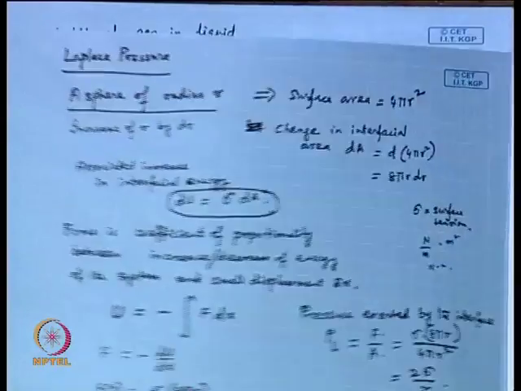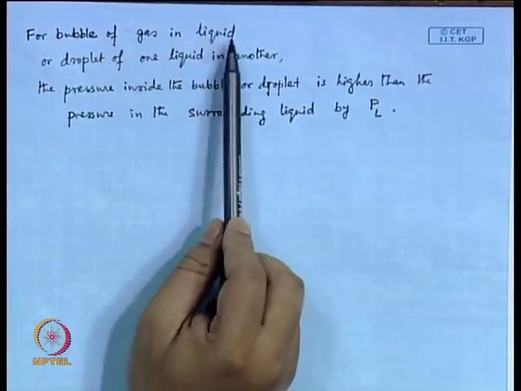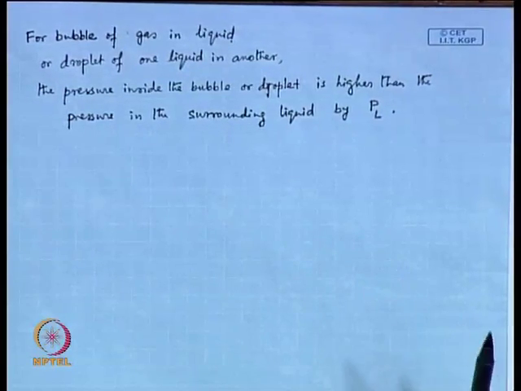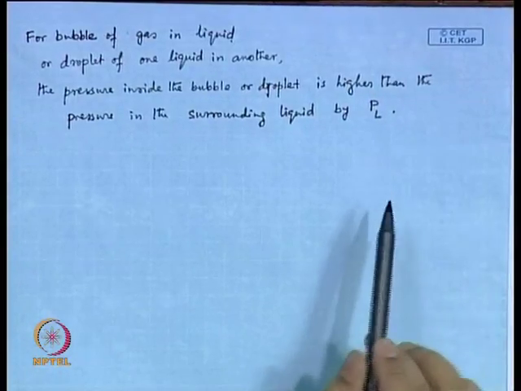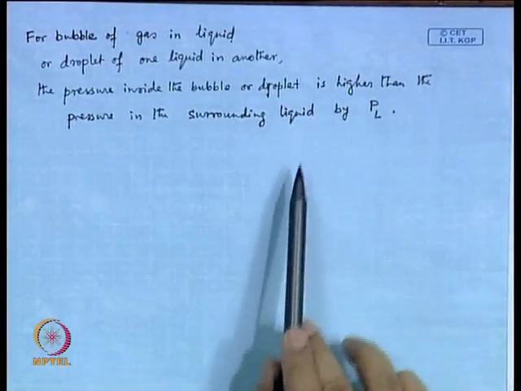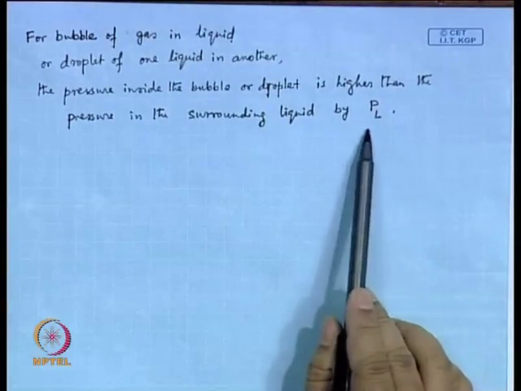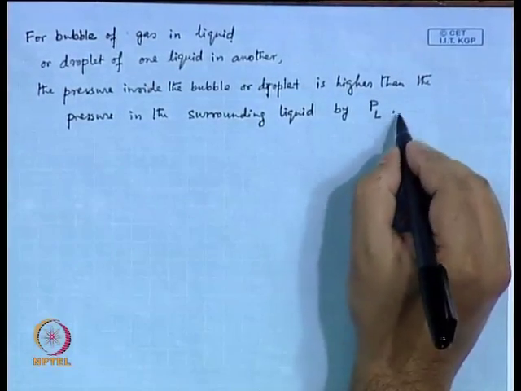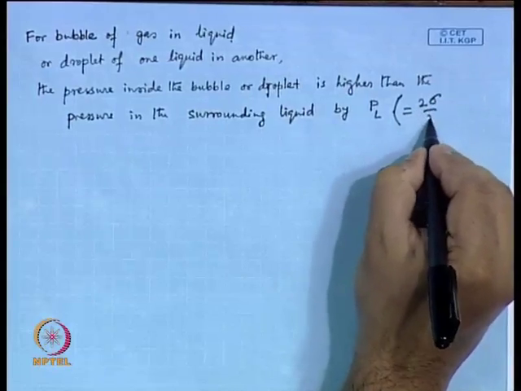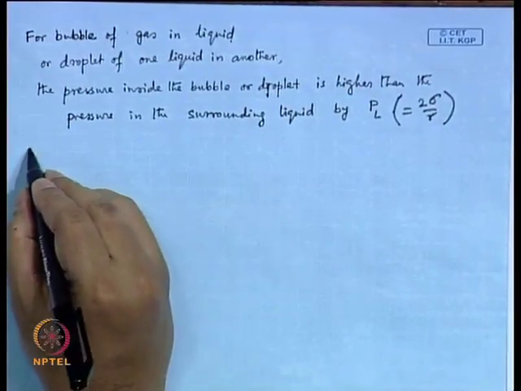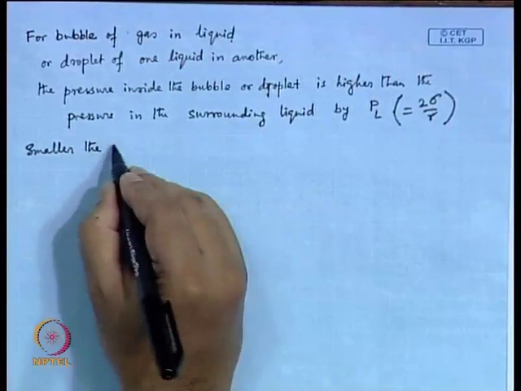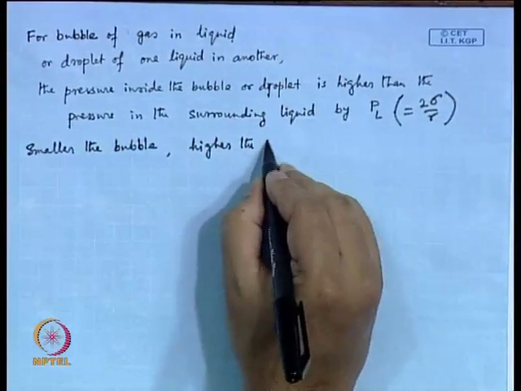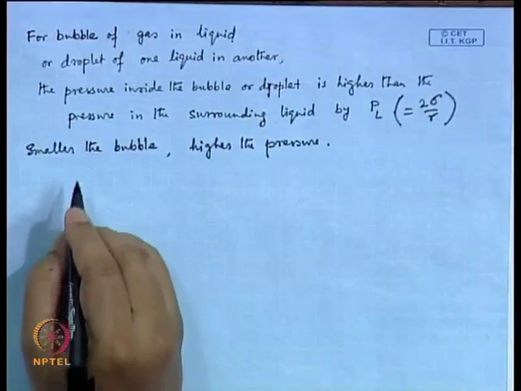So, what we write here is, for a bubble of gas in liquid or a droplet of one liquid in another, the pressure inside the bubble or droplet is higher than the pressure in the surrounding liquid by this quantity, which is P L. Now, P L is equal to 2 sigma by R. That means, smaller the bubble, higher the pressure inside the bubble.